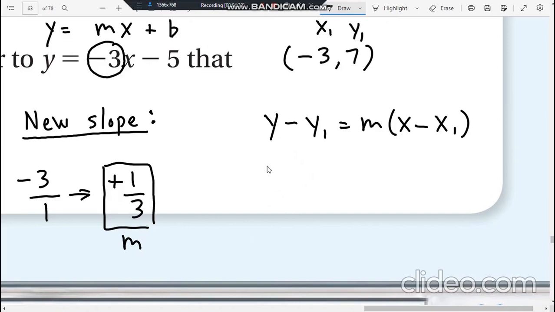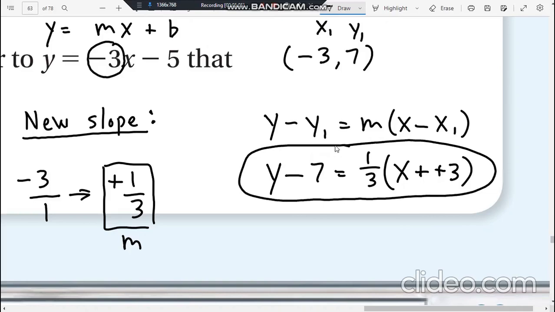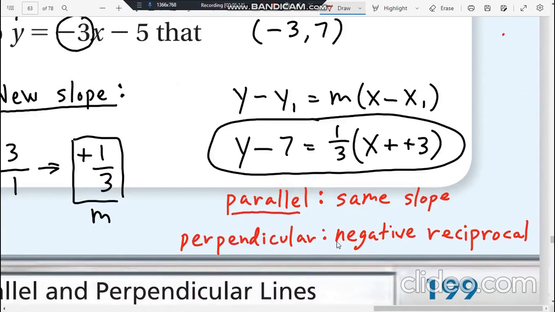So y minus y1, y1 is 7, and that equals m, so that's positive 1/3. And x minus x1, x1 is going to be negative 3. The 2 negatives make it positive, and that's it. So you just want to remember, if the lines are parallel, they're going to have the same slope. And if the lines are perpendicular, the slopes are going to be the negative reciprocals of each other.